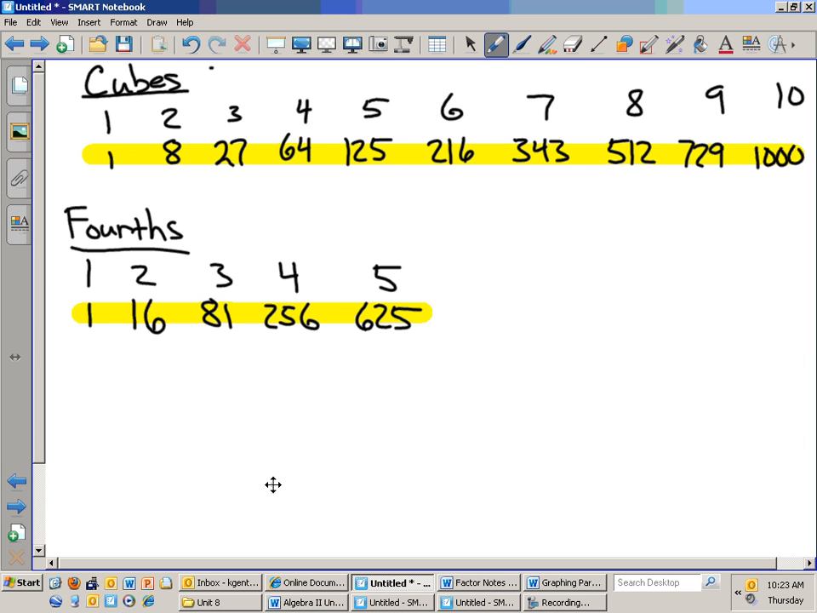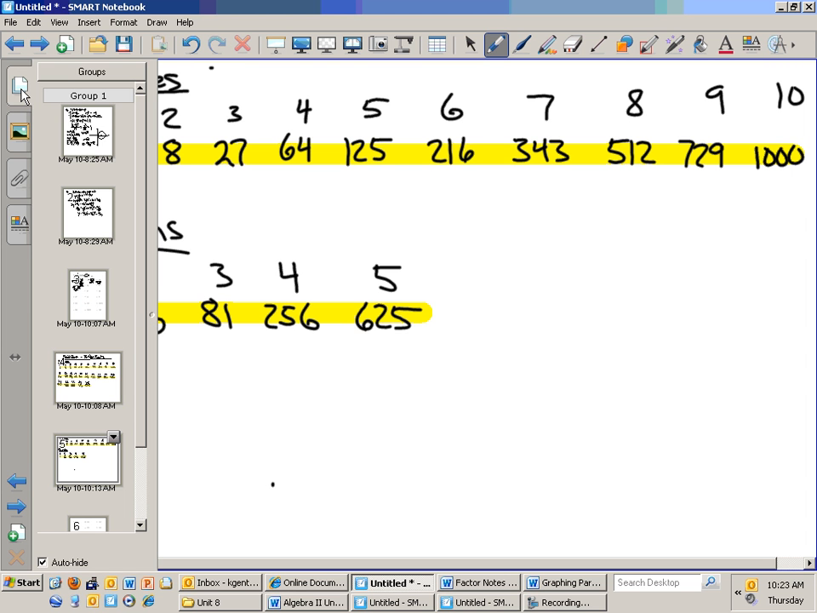81 goes in there how many times? Twice. 81 times 2 would be 162. And if you don't know it, then you got to manually check. You got to take 162 divided by 81, divided by 16, divided by 256, and see what comes out correctly. But 81 goes in there twice.